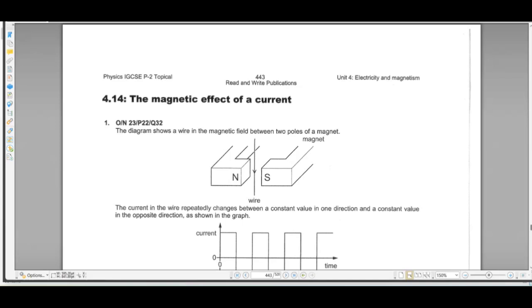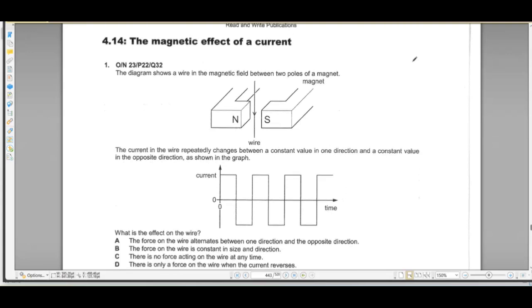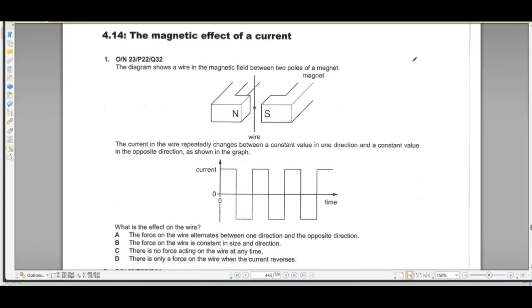Physics 0625. We are currently doing the chapter of electricity and magnetism, and we've covered quite a few topics. And today, inshallah, we are going to be covering the topic 4.14, that is the magnetic effect of current.